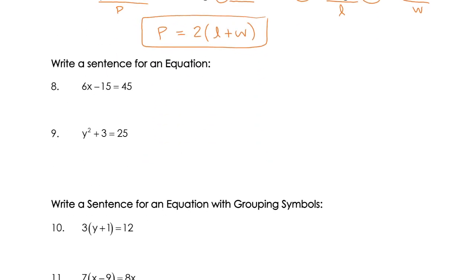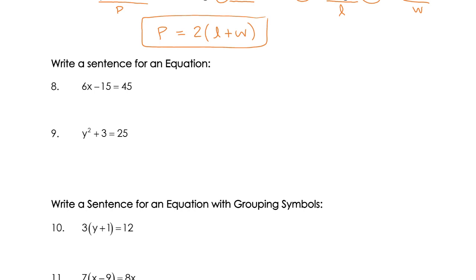Okay. Moving on down here, we have 8 and 9. Now we're actually doing the reverse of what we've been doing. We need to write a sentence for an equation, so when I look at number 8, there are so many different ways that you could write this. You could write 6 times x minus 15 is equal to 45. You could write the product of 6 and x decreased by 15 is equal to 45, is the same as 45, is 45.